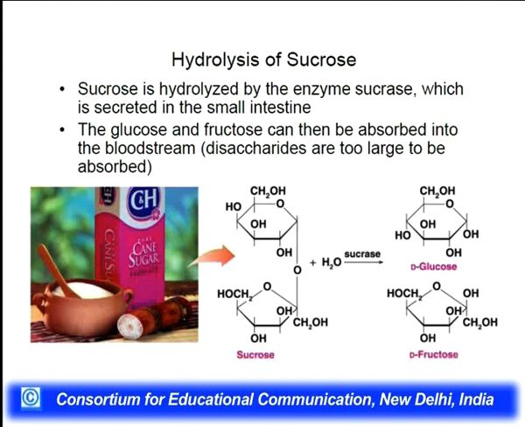Not only this, the enzyme saccharase, which is present in the small intestine, will hydrolyze sucrose into glucose and fructose, and the glucose and fructose are absorbed in the intestine, because the disaccharide sucrose has a large size, so it cannot be absorbed as such. It cannot be absorbed into the bloodstream. So sucrose is broken down in the small intestine into glucose and fructose, which are then absorbed by the bloodstream in the small intestine.